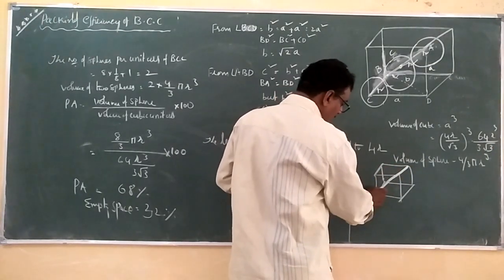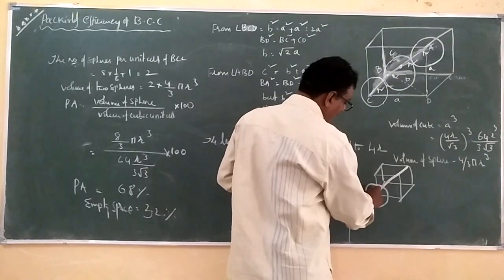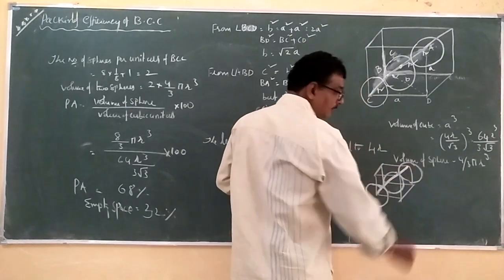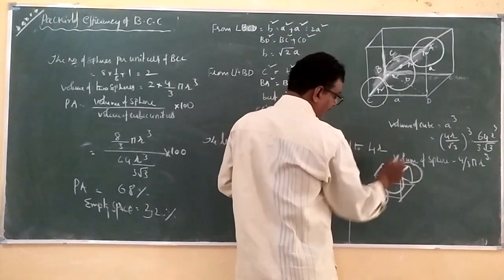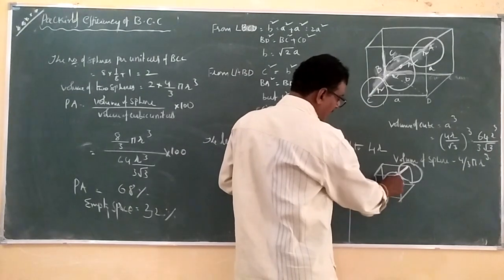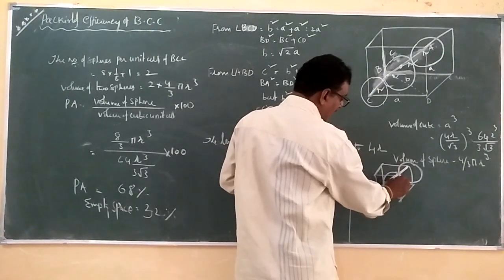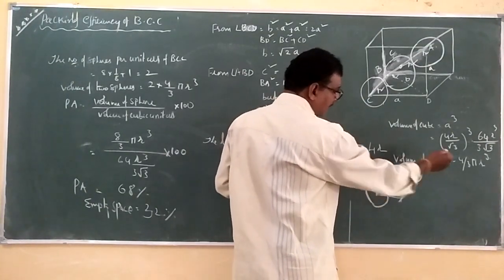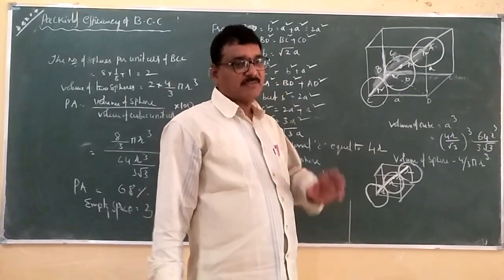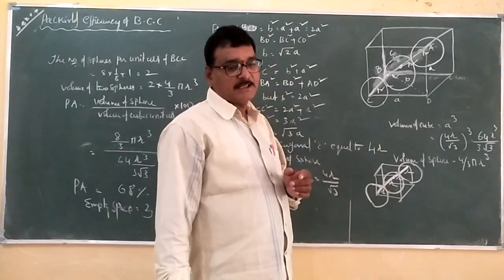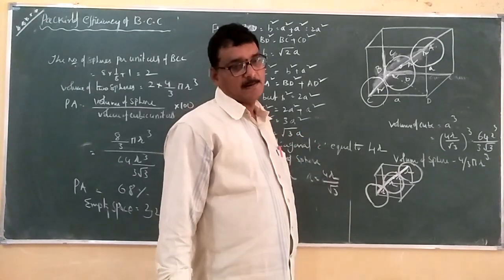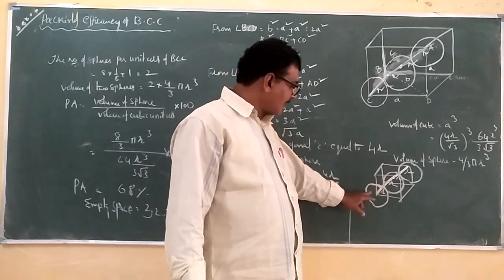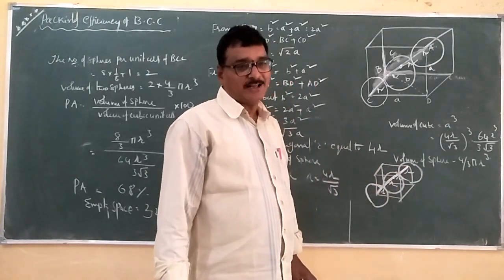This body diagonal means here one sphere, this is the second sphere, this is the third one: 1, 2, 3. Now this is called R, this is R, this is R. So one body diagonal is equal to how many radii? 4R. That's why I am drawing a simple diagram here. This is the body diagonal.